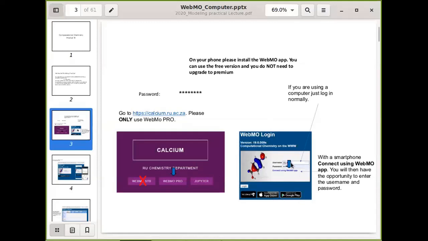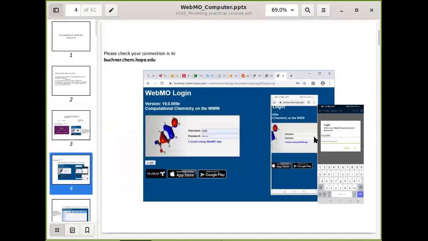If you are on a computer, you just type in the username and the password, which I've given you here, straight away. If you're on a smartphone and you've got the app installed, go connect using the Webmo app, and then your cell phone will look something like this. And you can see my username here. I've stripped the leading G off my student number, or this is a random student number. I've stripped the leading G off it, and I've used a capital L as the letter, and that then should get you to log in.